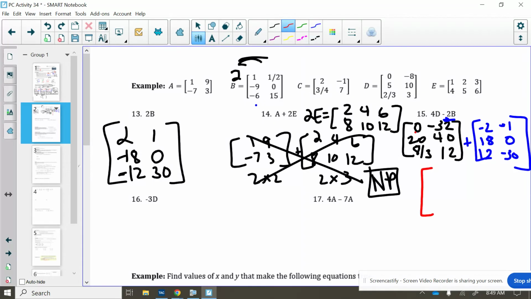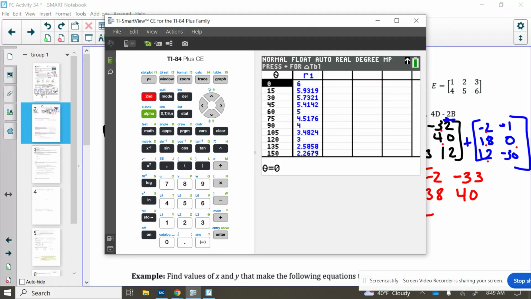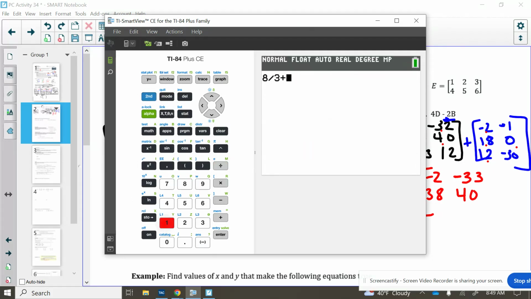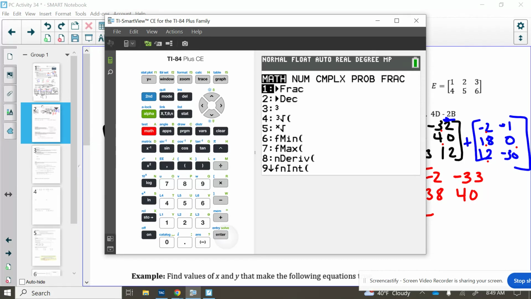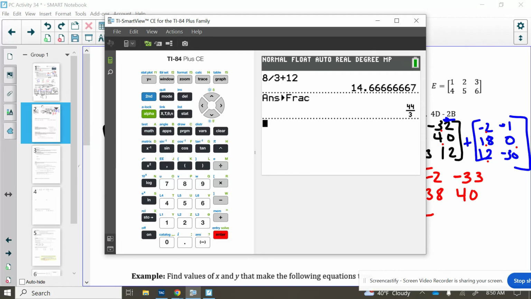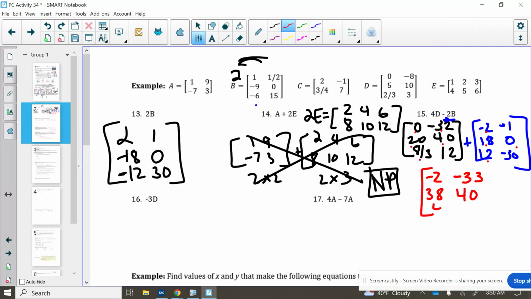So 0 minus 2 is 0, or plus negative 2. Negative 32 minus 1 more is negative 33. 20 plus 18 is 38. 40 plus 0 is 40. 8/3 plus 12, might want to consult the calculator on this one. 8/3 plus 12 is a fractional number that we could turn into a fraction by doing math, enter. So we get 44/3, and then 12 plus negative 30, aka 12 minus 30, is negative 18.